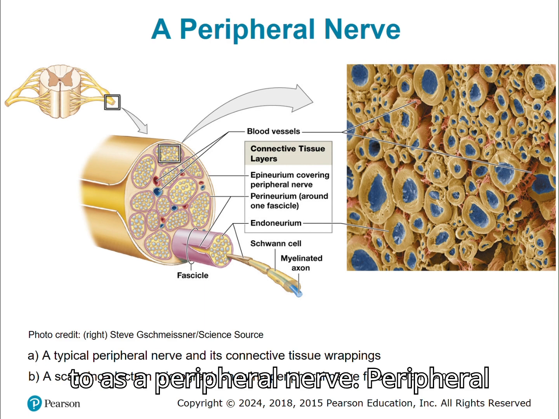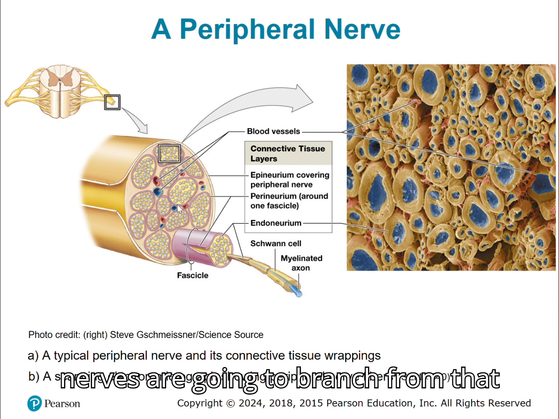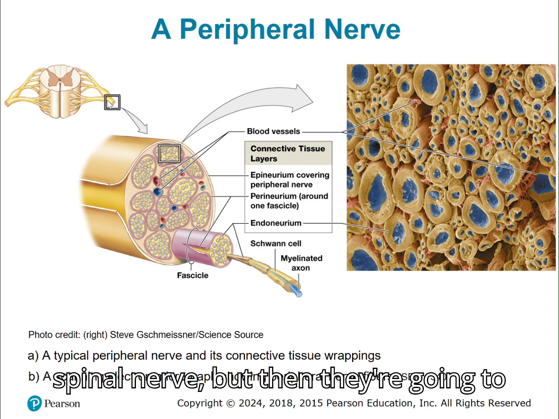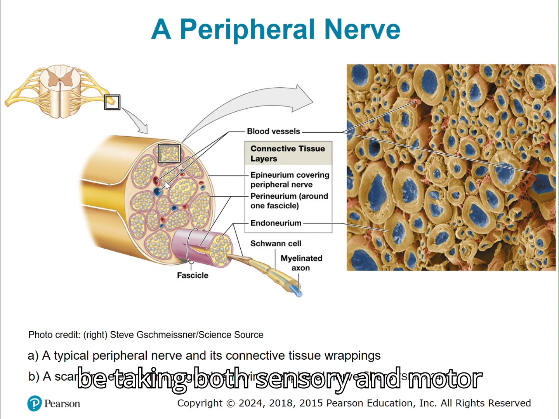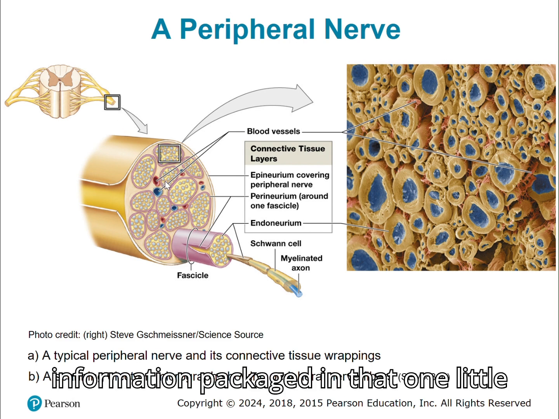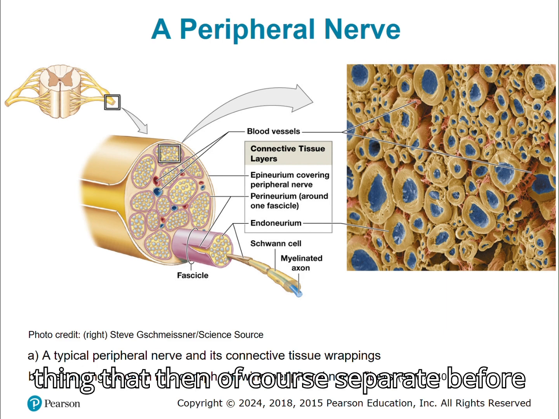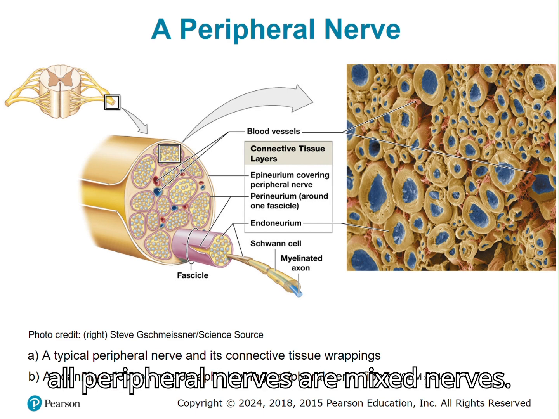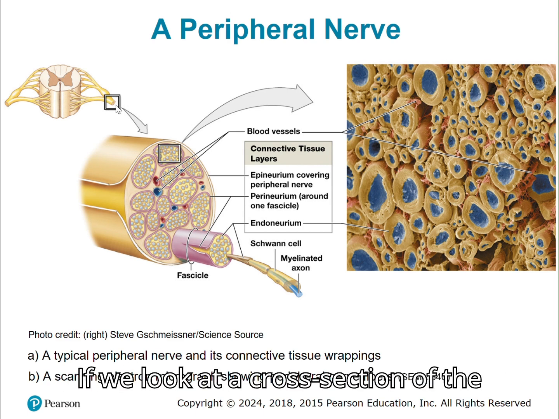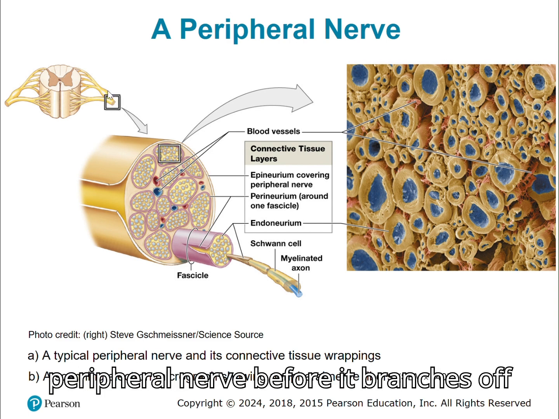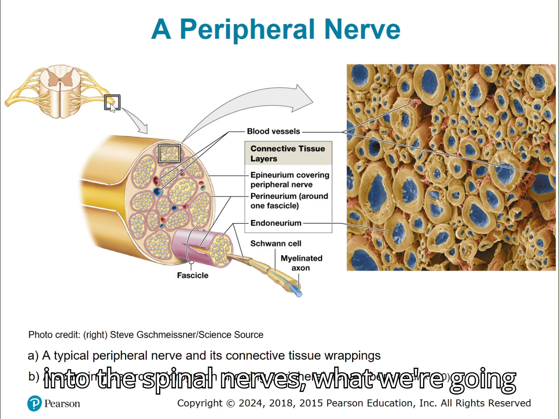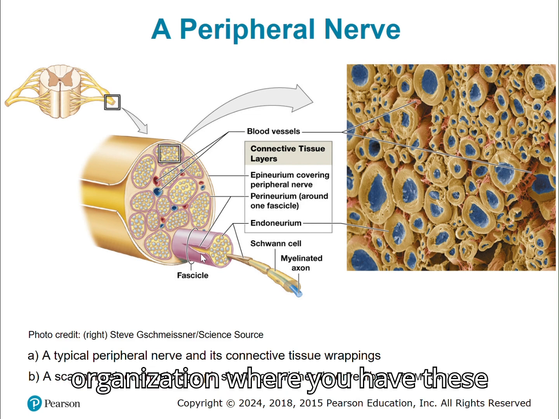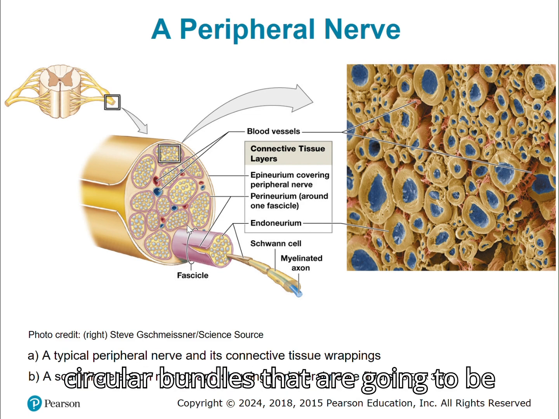a peripheral nerve. Peripheral nerves are going to branch from that spinal nerve, but then they're going to be taking both sensory and motor information packaged in that one little thing that then, of course, separate before they get to the spinal cord itself. So all peripheral nerves are mixed nerves. If we look at a cross-section of the peripheral nerve before it branches off into the spinal nerves, what we're going to see is that you're going to have this organization where you have these circular bundles that are going to be inside of it.